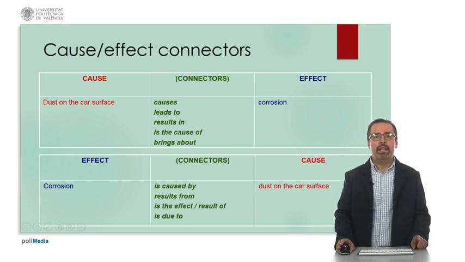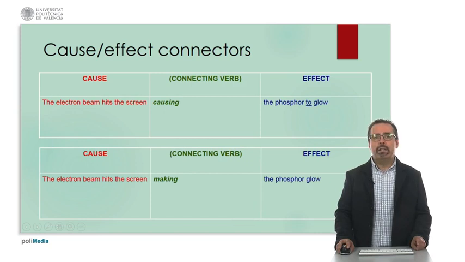The important thing is to know the relationship between the cause and the effect and to place it correctly in the sentence. We can also use connecting verbs in the ing form, and typically we use for this purpose the verbs cause and make. If we use the verb cause, then in the verb placed in the effect part of the sentence, we must put the particle to. Here we have the example: the electron beam hits the screen, causing the phosphor to glow. You have to put to.